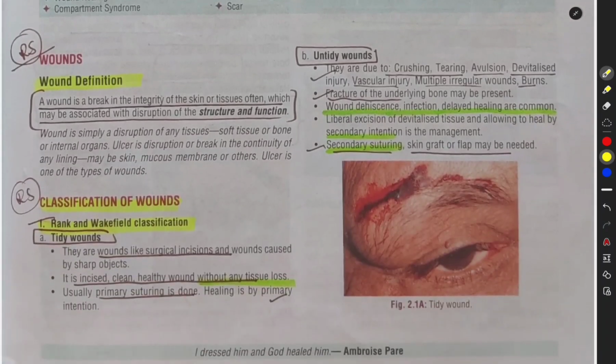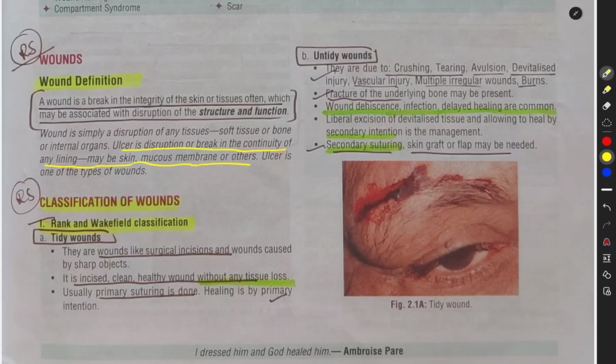A wound is a break in the integrity of the skin or tissue, often associated with disruption of the structure and function. We should not get confused between wounds and ulcers. An ulcer is just a disruption or break in the continuity of any lining, maybe the skin, mucous membrane, or others. So, ulcers will come under wounds. A wound is the break in the integrity of the skin or the tissues, associated with disruption of the underlying structure and its function.